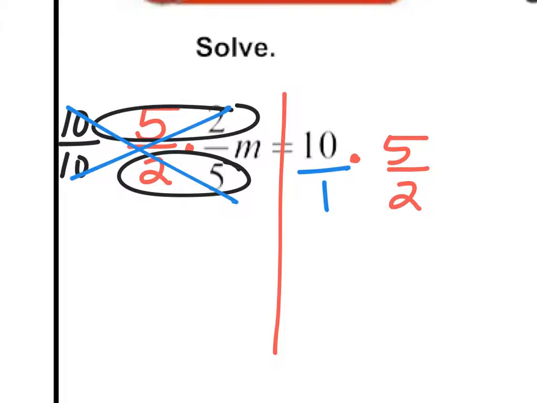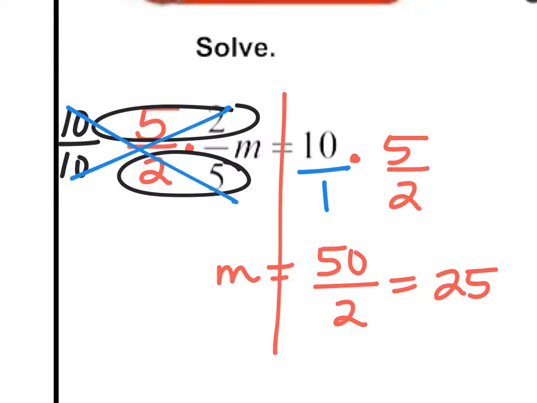Now to get your final answer, multiply straight across, right? So 10 times 5 would get me 50 on the top. And 2 times 1 is 2. So m equals 50/2. But this is not as simplified as it could be. 50 divided by 2 is actually 25. So your final answer should be m is equal to 25.